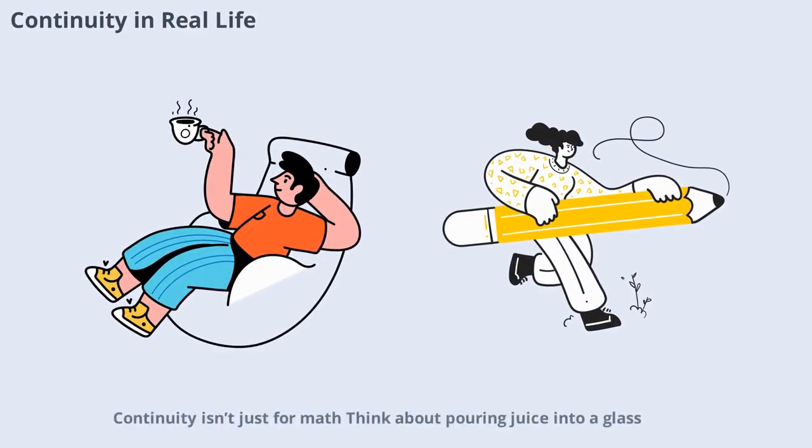Continuity isn't just for math. Think about pouring juice into a glass. If you pour smoothly, the juice flows in a continuous stream. But if you stop and start, the flow is broken. That's like a discontinuous function. So continuity is all about smoothness, whether you're drawing, walking, or pouring juice.